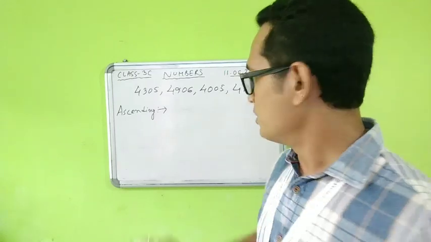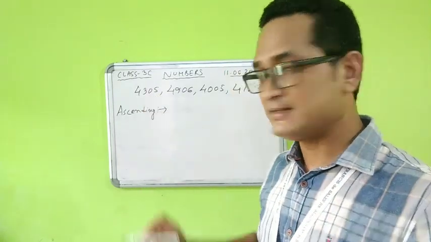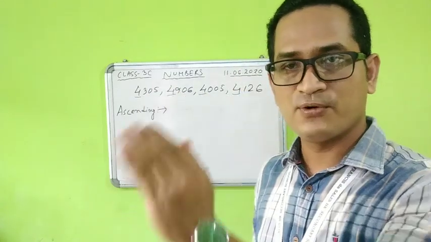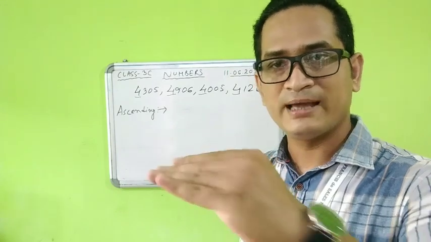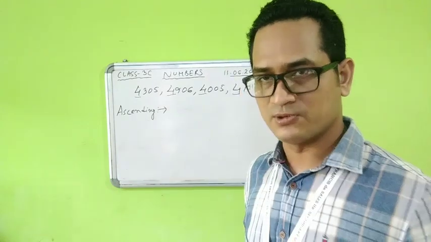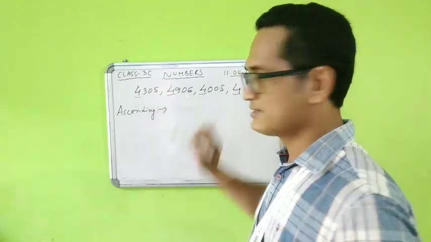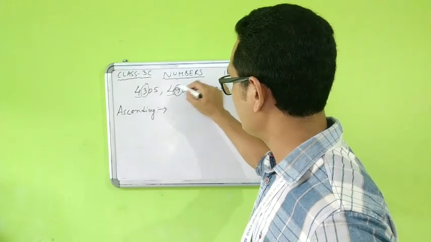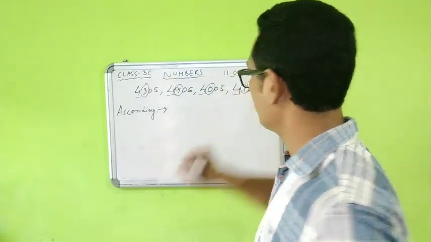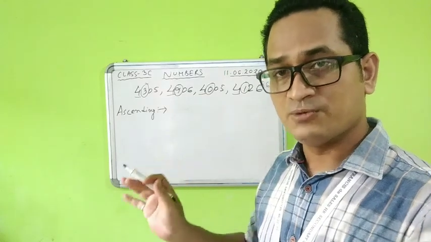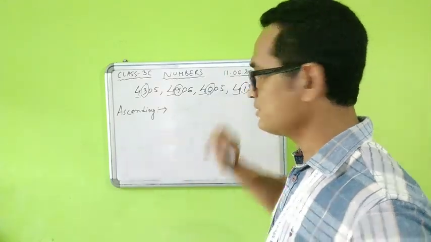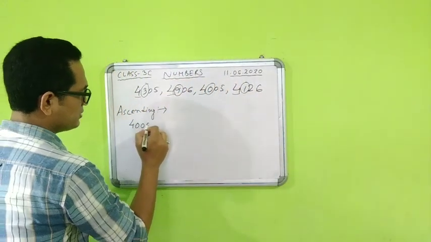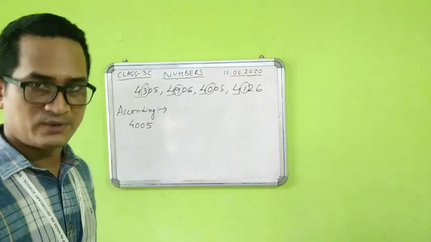Come to rule 2. Rule 2 is to see the extreme left-hand side digit. Now the extreme left, you should see, students, is also the same, 4. So by the second rule also I cannot decide anything. So leave that one also. Now you have to go for the next place, that is the hundreds place. Here it is 3, here it is 9, here it is 0 and here it is 1. Now out of these 4 digits, which is the smallest one? Of course 0 will be the smallest one. So we have to write this number first, that is 4005. This will be the smallest one.